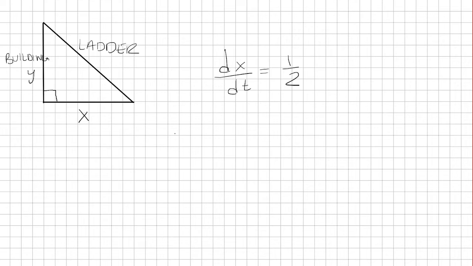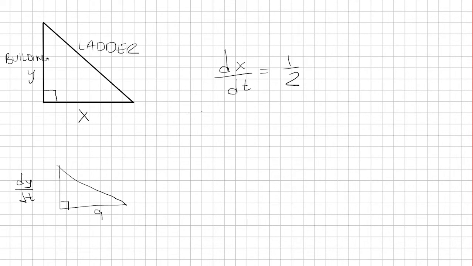So now we want to find the rate in feet per second at which the top of the ladder is sliding down the building when the foot of the ladder is 9 feet from the base of the building. Basically, you want to find dy over dt when the base here is 9 feet.